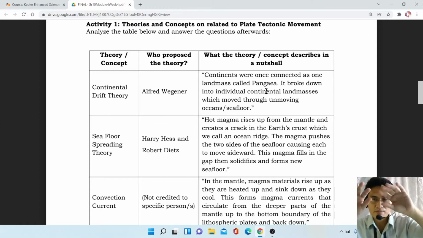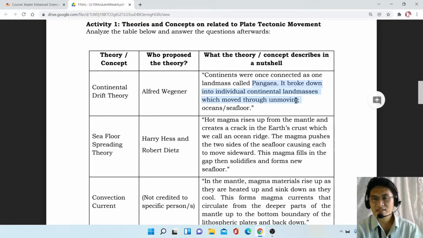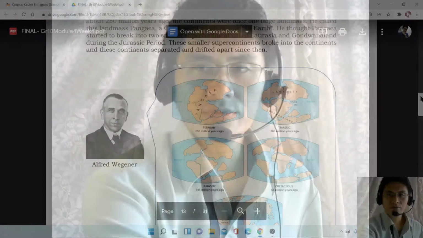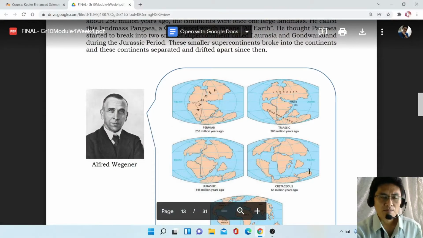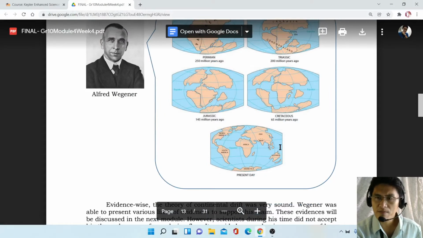and then that supercontinent broke down into the individual land masses that we have now, and those land masses moved through unmoving oceans. Okay, and again, from the perspective of Alfred Wegener, this is very obvious because back during that day, during that time, people already noticed that the shapes of the continents fit together like a jigsaw, right? So a lot of scientists actually already noticed that.